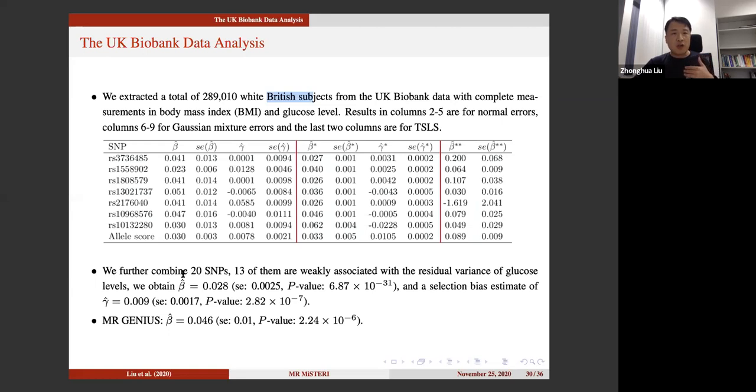So we combine 20 SNPs, 13 of them kind of weak, and we get this estimate. The causal estimate is 0.08, which has a very small standard error. The p-value is highly significant. We also estimate the selection bias, gamma, which is positive and highly significant, with a small standard error. We also tried MR Genius, and we get this estimate, 0.046, kind of close to our estimate here. But MR Genius cannot give you a gamma estimate, so we don't report it here.